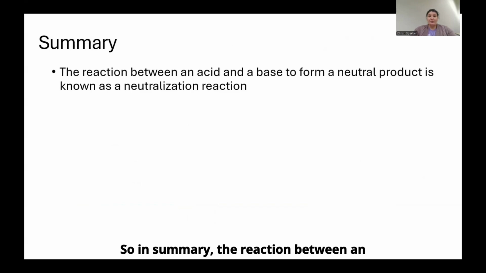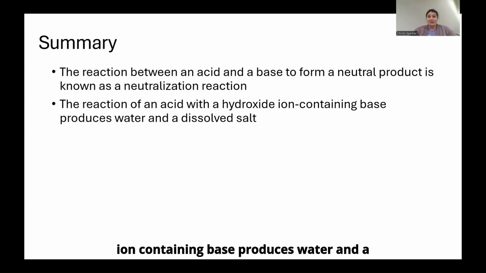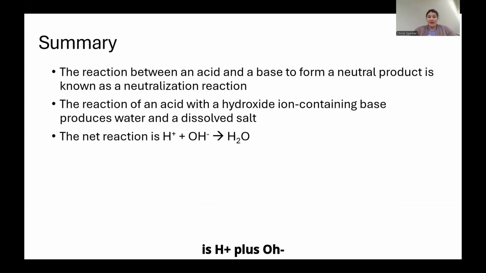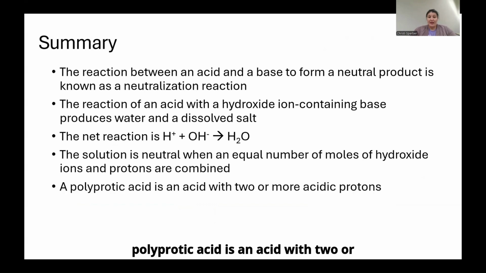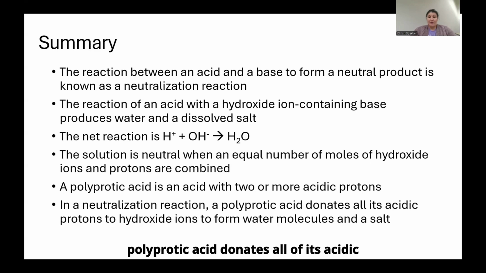So in summary, the reaction between an acid and a base to form a neutral product is known as a neutralization reaction. The reaction of an acid with a hydroxide ion containing base produces water and a dissolved salt. The net reaction is H+ plus OH- goes to the neutral liquid water. The solution is neutral when an equal number of moles of hydroxide ions and protons are combined. A polyprotic acid is an acid with two or more acidic protons. In a neutralization reaction, a polyprotic acid donates all of its acidic protons to hydroxide ions to form water molecules and a salt.